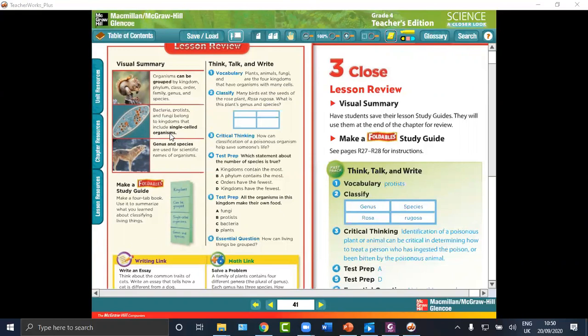Omar Arshad. Number 2. Many birds eat the seeds of the rose plant, Rosa rugosa. What is this plant's genus and species? Genus Rosa, species rugosa.